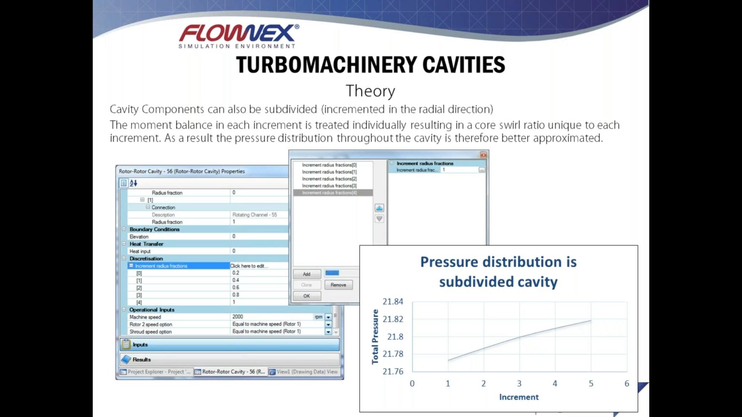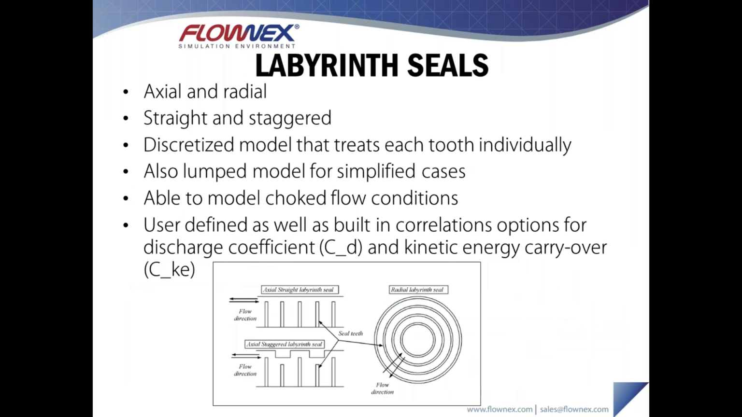We're also able to discretize our cavities. So you can take a cavity, for example, and discretize in the radial direction, having individual swirl calculations done per increment, and then also having different results available for those in terms of pressure or temperature, for example. Other components can then be connected to these increments for use in flow through the cavity. So they can be connected at different radial positions using different swirl values for their inlet and exit conditions.